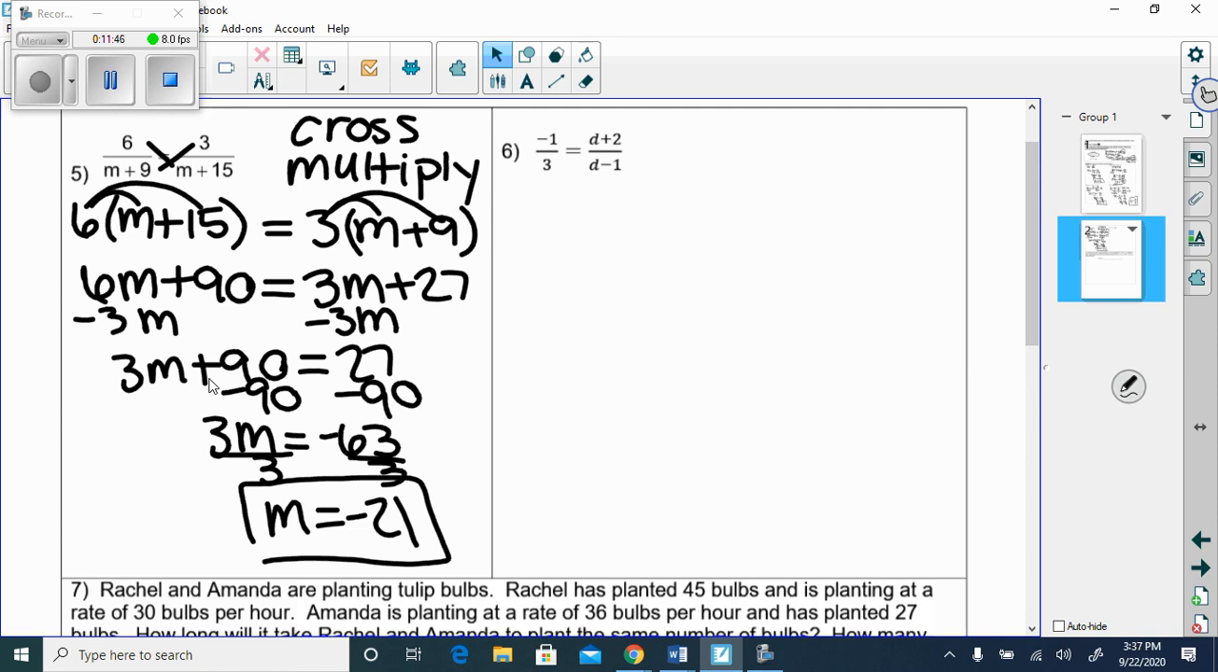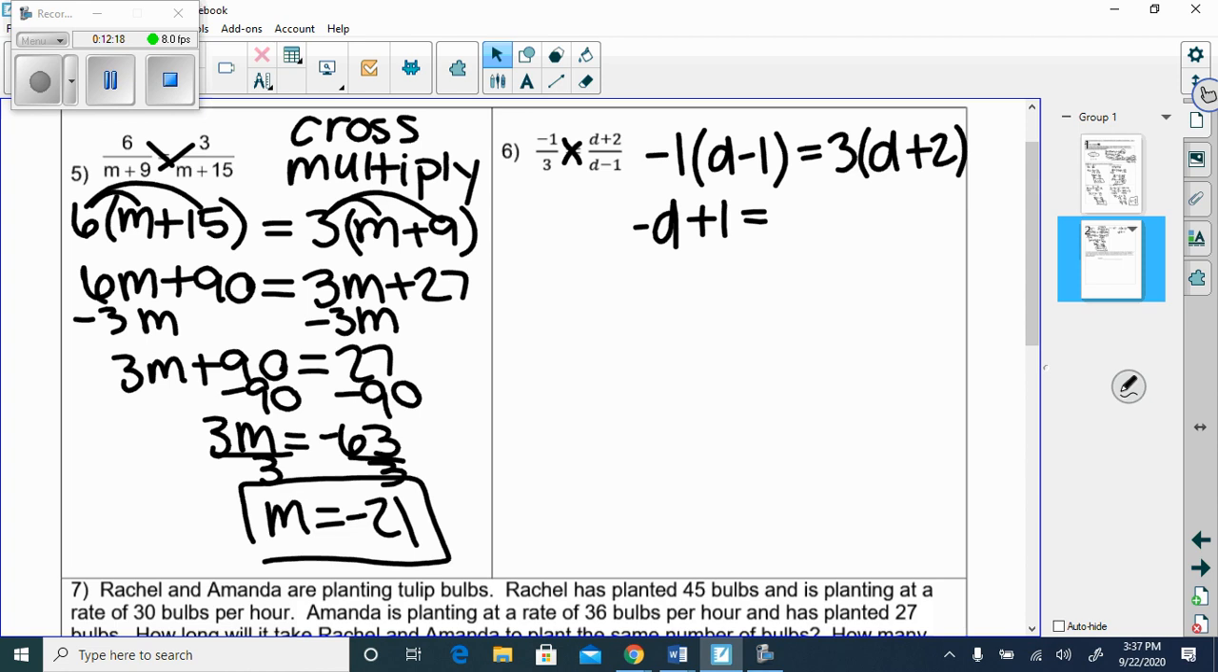Okay, so on number 6, when I multiply this direction, I've got negative 1 times d minus 1 is equal to 3 times d plus 2. We have to distribute. When I distribute that negative 1, all that really does is change my signs, right? So I'll have negative d plus 1.